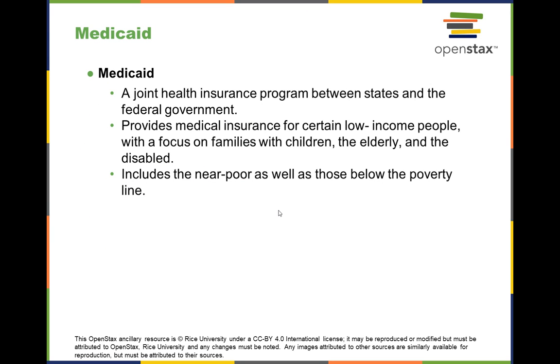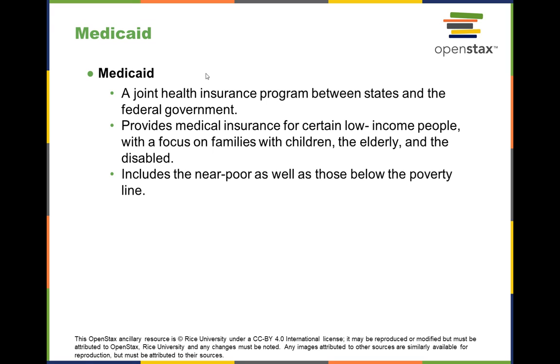Medicaid, a joint health insurance program between the states and the federal government, provides medical insurance for certain low-income people, with a focus on families with children, the elderly, and disabled. It includes the near poor as well as those below the poverty line. This is one of the things I mentioned before. When you're near poor, you can afford basic necessities, but if something big happens, like some kind of medical problem, that eats into that and it might throw you below the poverty line.